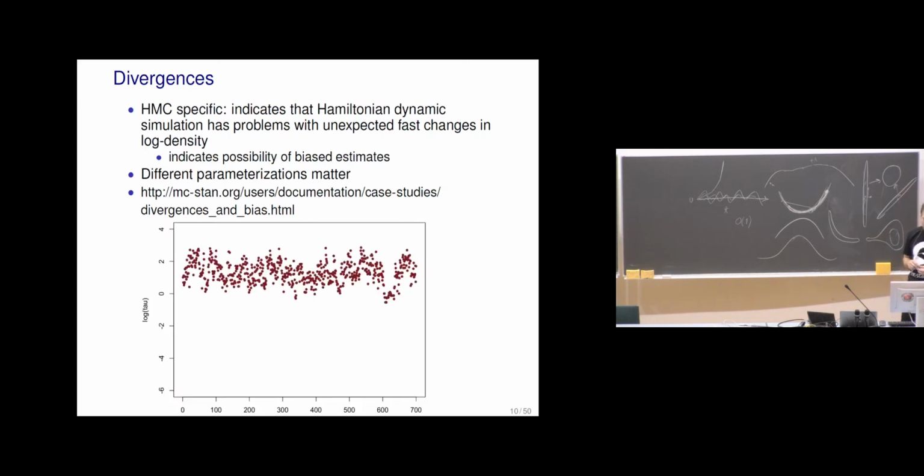Here's an example of sampling from something which looks like this. It's actually in that orientation already, it's more like this, then getting very narrow. And this axis is the log tau mentioned there. This is typical in hierarchical models, that this kind of distribution can arise.